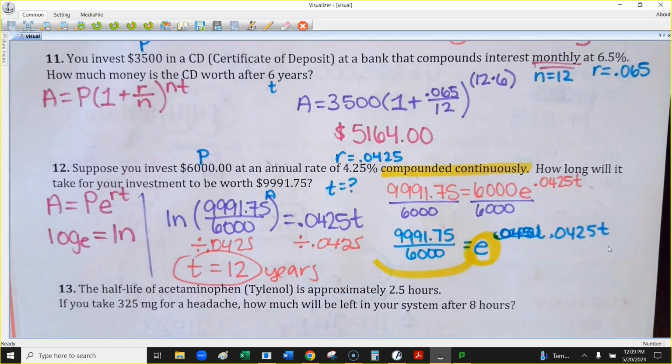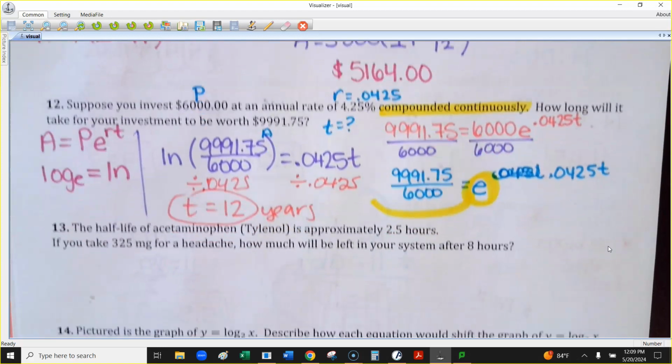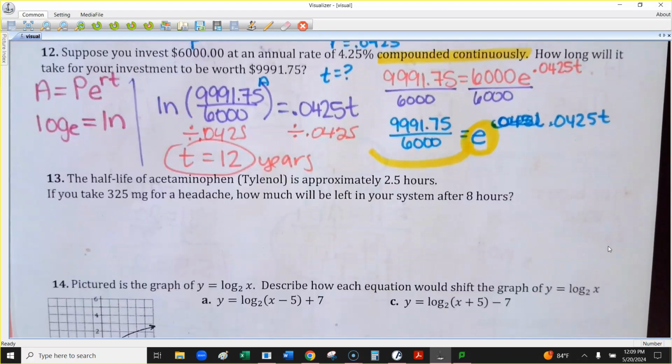Is anybody having a question? Okay, now the last one here, number 13.